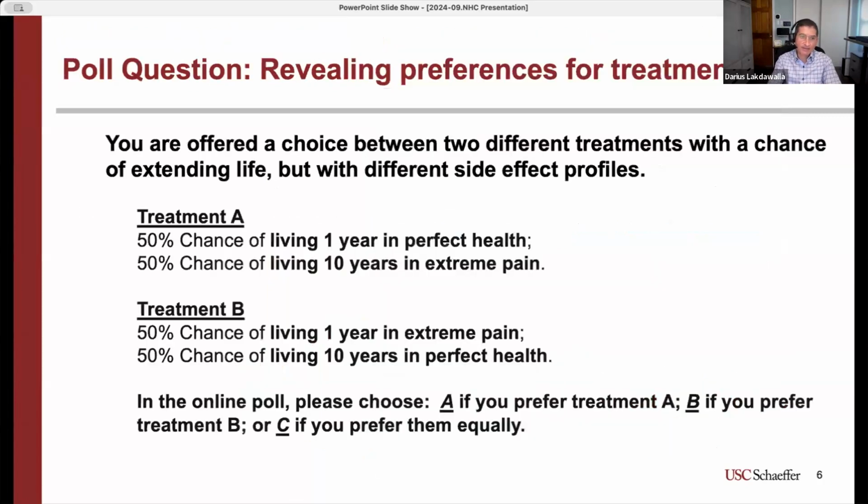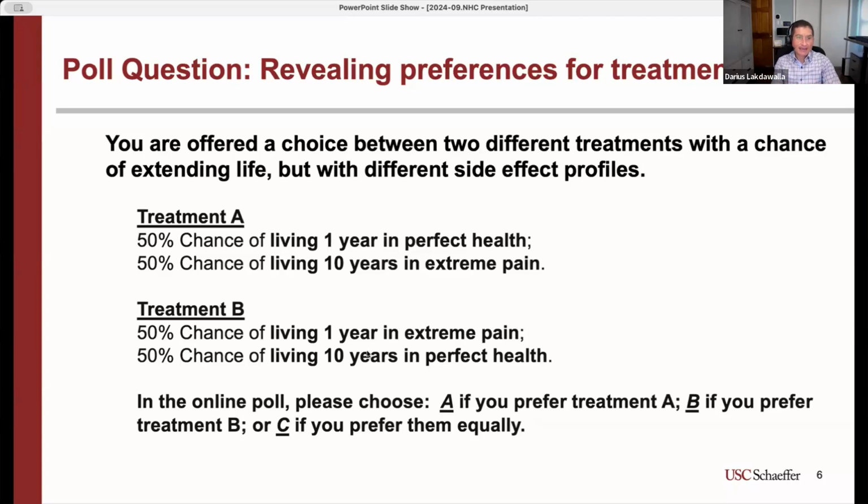But in order for us to get there, I want to field a little poll here to elicit preferences for treatment in a simple setting. And this is not designed to trick you. Just think about the options and answer it as best you can. Let me present it so that it's a little clearer. Suppose that you're offered a choice between two different treatments that have a chance of extending your life, but each of them has a different side effect profile.